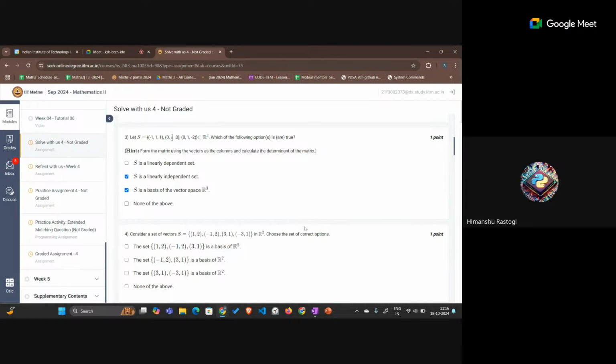What I tried was to get a zero in the first vector also, and I couldn't find a possible way. If you are able to find that, it means the first column is zero, the entire column would be zero. That means the determinant would be zero. So in that case, it will be a dependent set.